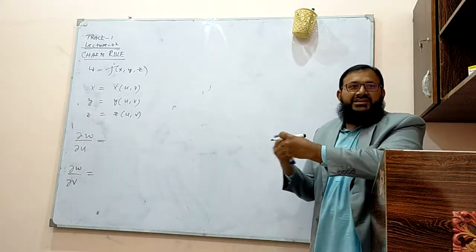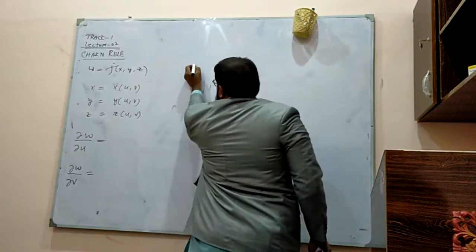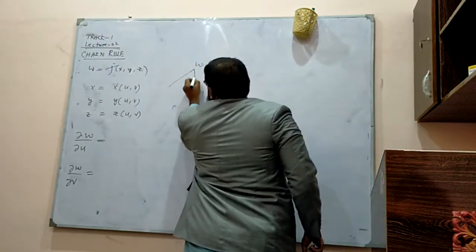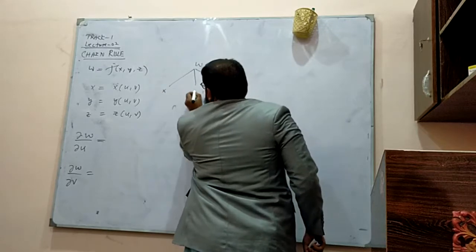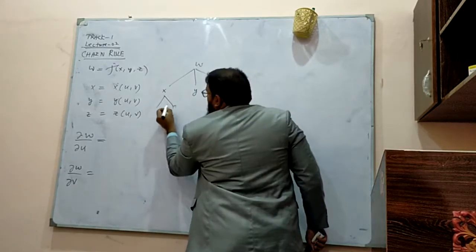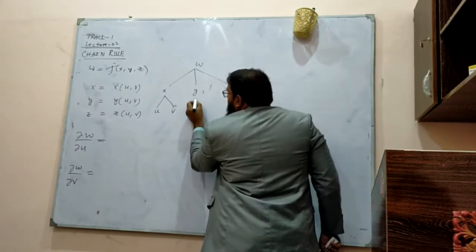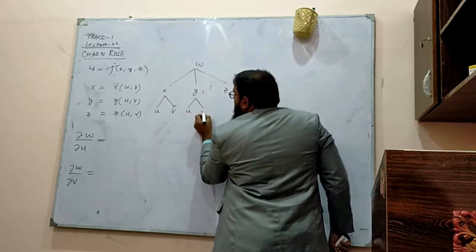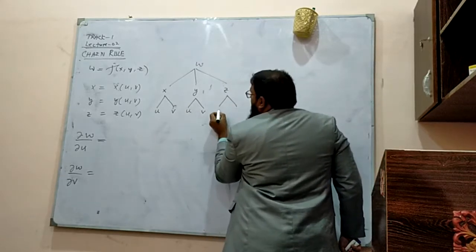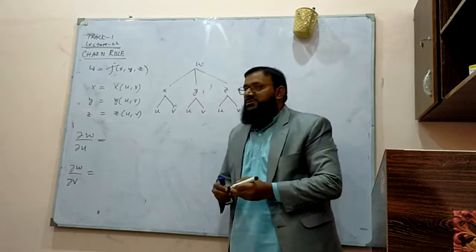There is simply a chain rule that can help you to do this. So let us make a diagram. W depends upon 3 things: x, y and z. And x depends upon 2, u and v. Y depends upon u and v. And z depends upon u and v. So this is a diagram.